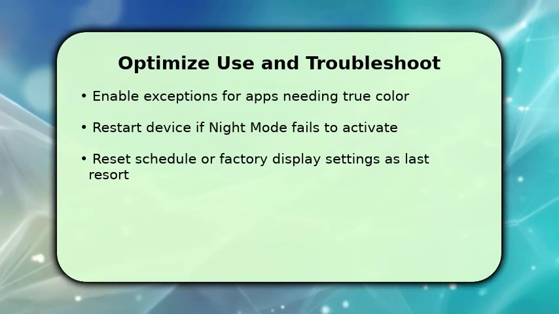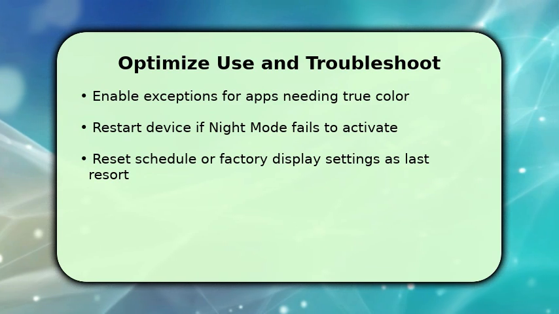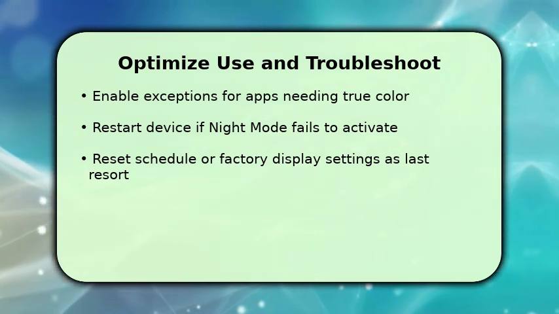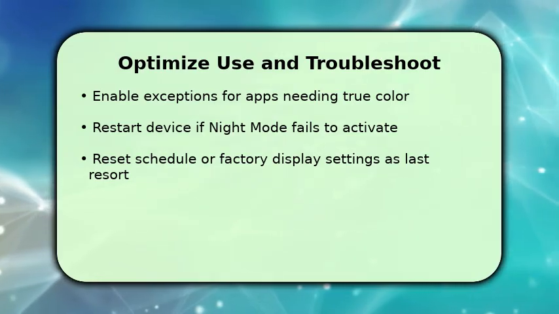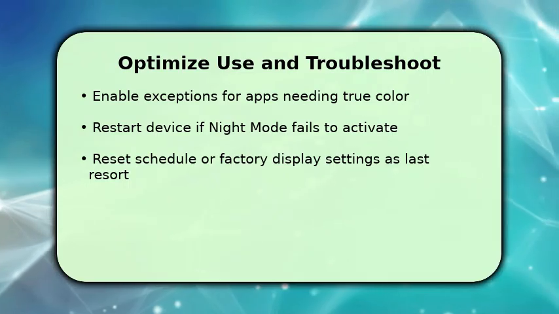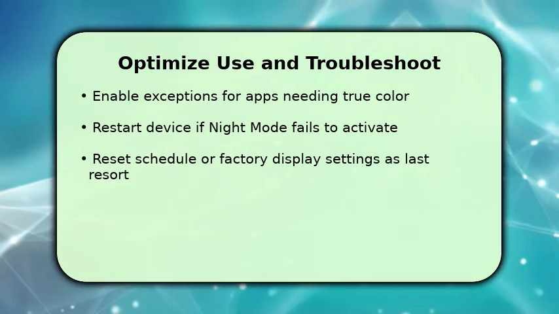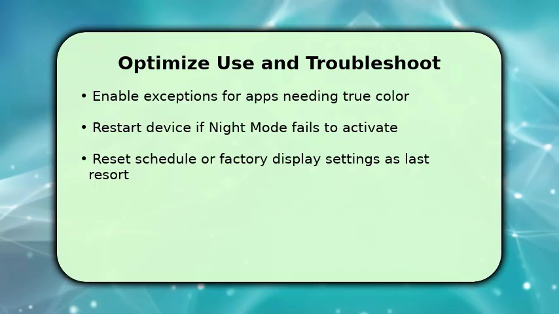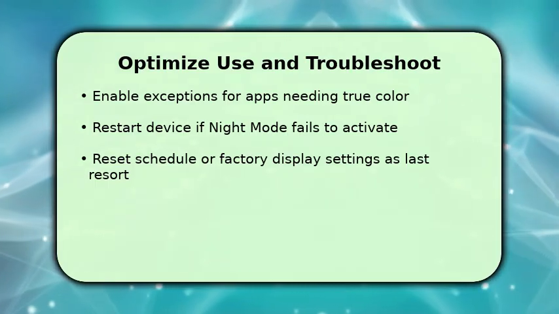Allow exceptions for apps that require accurate color, like photo editors, and set quick toggles for temporary overrides. Once configured, verify operation across a few evenings to ensure schedules, brightness, and color shifts are consistent. If night mode does not activate, restart your device, confirm time zone and schedule settings, and update the OS. If problems persist, reset display settings back to defaults. This typically resolves conflicts without losing your personal data.